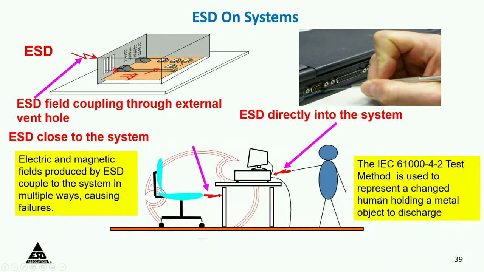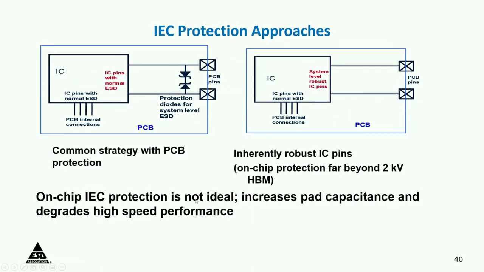Remember, the IEC method is used to represent a charged human holding a metal object to discharge. That's the worst case stress that you do, and you make sure all your interface pins like HDMI, USB, all these pins can cope with that. So how do you protect them? When it comes to an IC pin, all the internal pins you already took care of, but for the external pins you have to put a Zener. Big Zener devices, which on the printed circuit board are put in here. Common strategies with PCB protection, these Zeners are put in there.